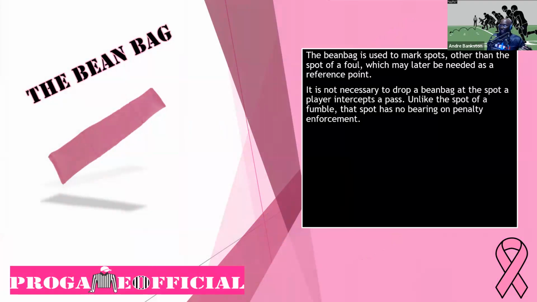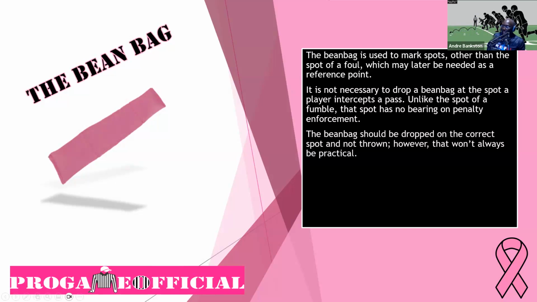It is not necessary to drop the beanbag at the spot of the player intercepting a pass, unlike the spot of a fumble, because the spot has no bearing on the penalty enforcement. So we don't drop beanbags on interceptions other than an interception that involves the momentum exception. So it's true and untrue, because if B intercepts the ball between the goal line and the 5-yard line, and his momentum takes him into the end zone, we're going to drop a beanbag where he intercepted the ball. The beanbag should be dropped on the correct spot, not thrown.